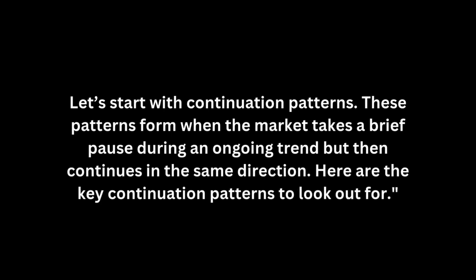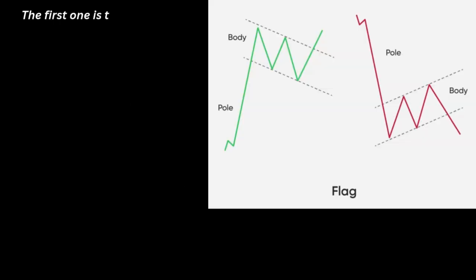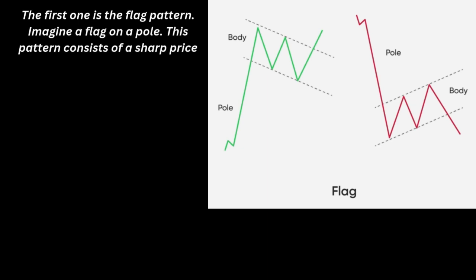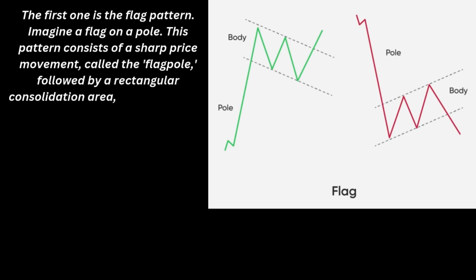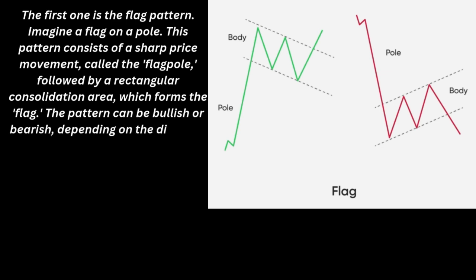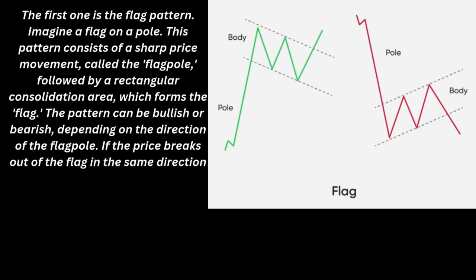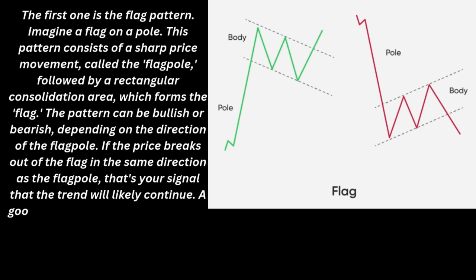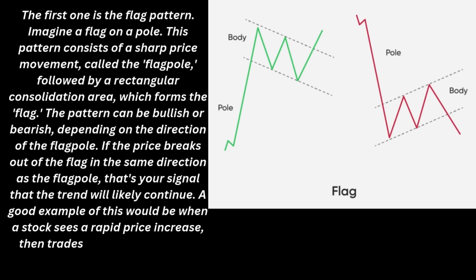The first one is the flag pattern. Imagine a flag on a pole. This pattern consists of a sharp price movement, called the flagpole, followed by a rectangular consolidation area, which forms the flag. The pattern can be bullish or bearish, depending on the direction of the flagpole. If the price breaks out of the flag in the same direction as the flagpole, that's your signal that the trend will likely continue. A good example of this would be when a stock sees a rapid price increase, then trades sideways for a short time before breaking out upwards again.